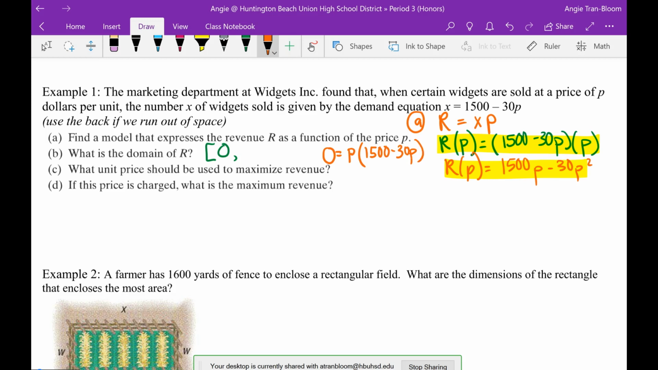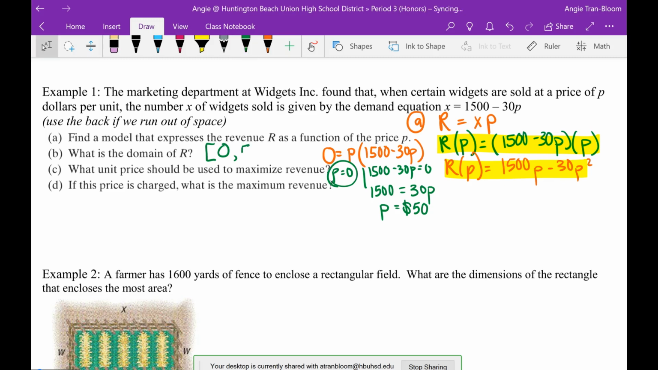Can you see that? So if it's equal to 0, couldn't I just take each factor and say it equals to 0? True or false? So this one is already 0. How about the right side? What do you do now to solve for P? Can I add 30p to both sides? Divide both sides by 30. So P is 50.